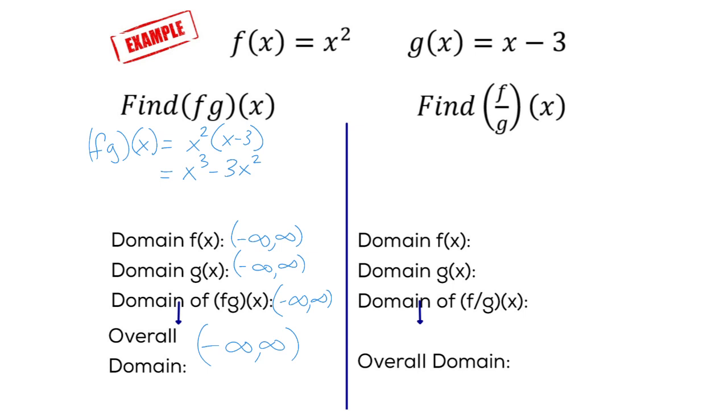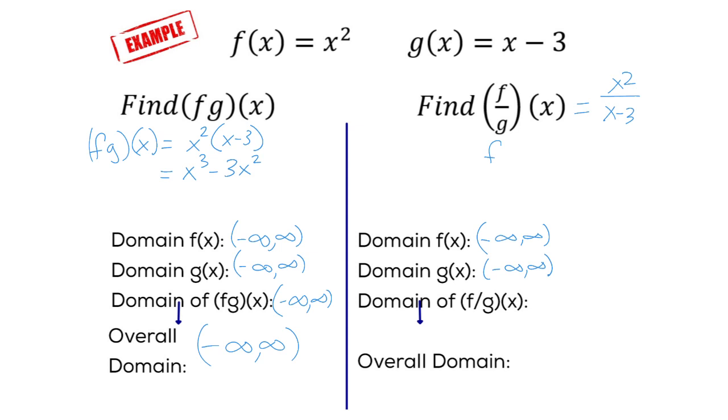Let's do one that's going to have some issues. All right, when I find f divided by g, I'm going to write it out here. F divided by g is simply going to be x squared over x minus 3. Now, sometimes you'll get lucky and maybe you can factor something and it'll simplify. Not here. All right, so if I look at the domain on f of x, I've already acknowledged there's no restrictions. G of x, I've already acknowledged no restrictions.